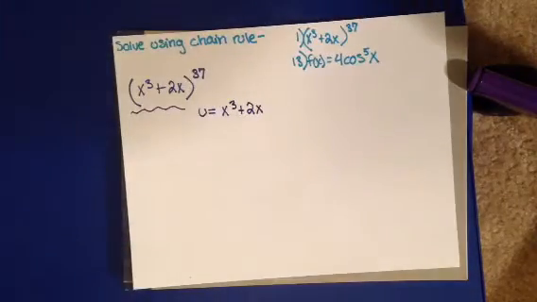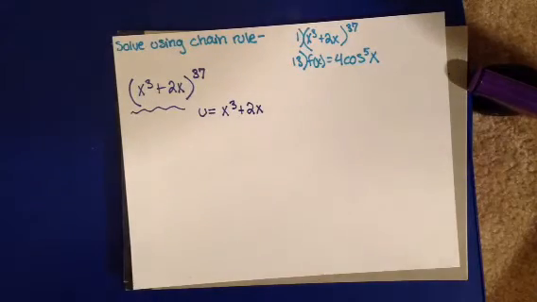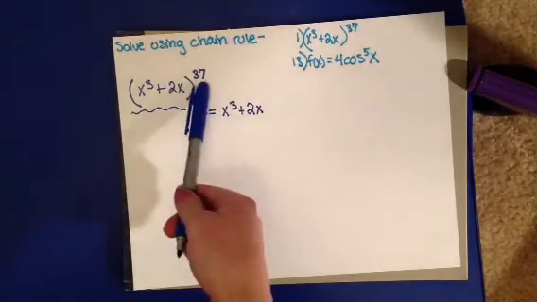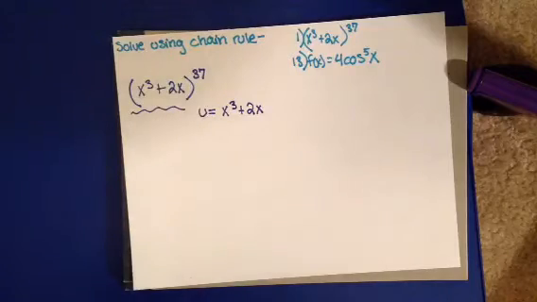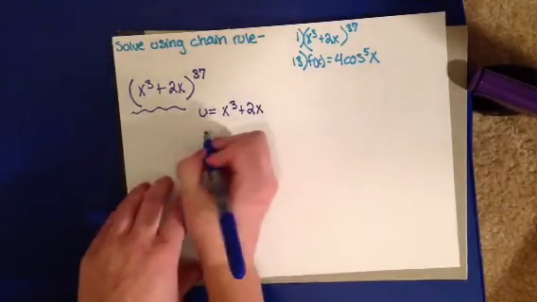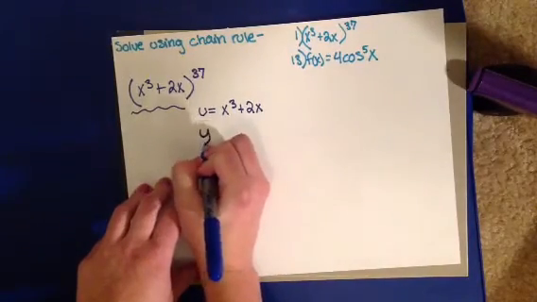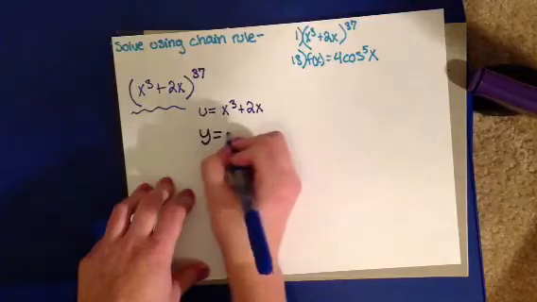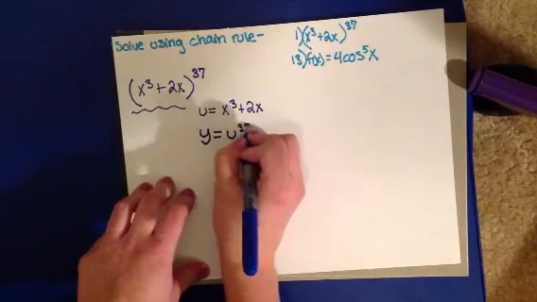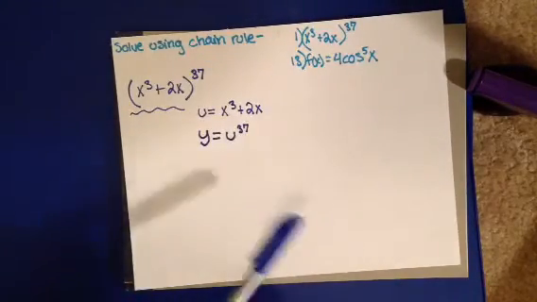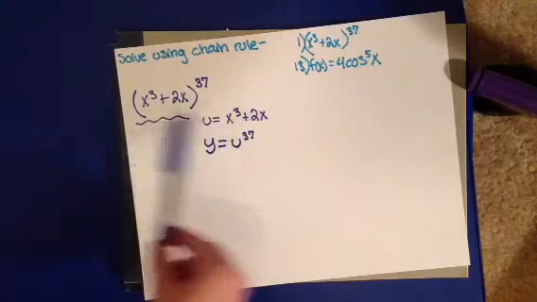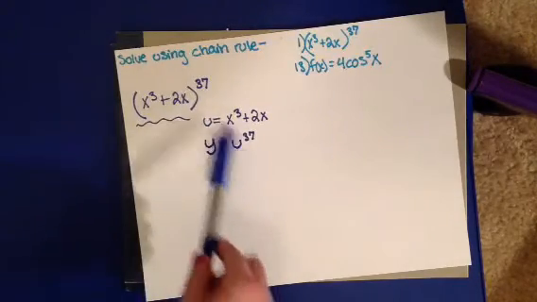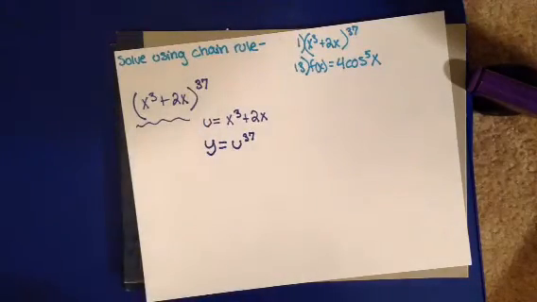Okay. Now, we need to account for the rest of it. There's this to the 37th, and we're not sure what to do. So I'm going to make a new variable. You can pick any letter, but most people pick y. So I'm going to say y equals u to the 37th. Okay, see how u is the inside, and y is u to the 37th. It makes sense. It really all lines up.